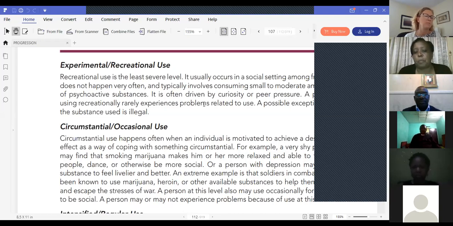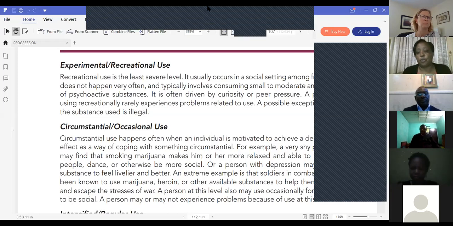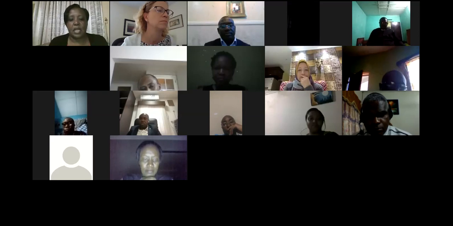Another one will role play the occasional or circumstantial use. The other one will role play the intensified or regular use. And the final group will role play or have a skit on the addiction or the compulsive use. So the idea is you want to build an understanding of these stages in your students. So you can do that when you have an opportunity to train in your institution. So I want to stop share on that one. And I want to go back to our slides.